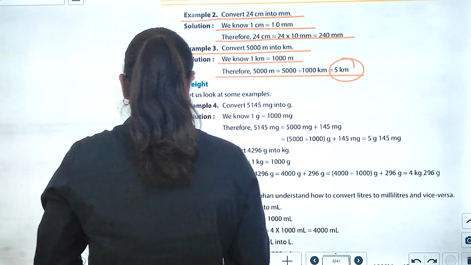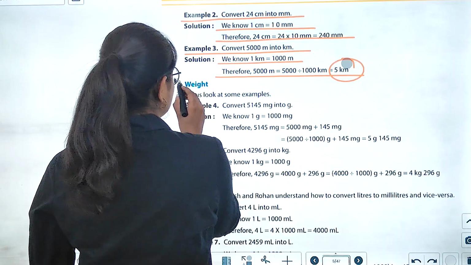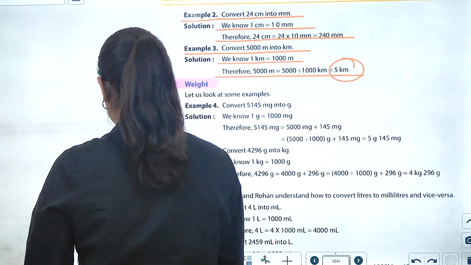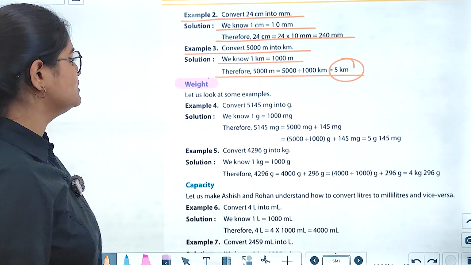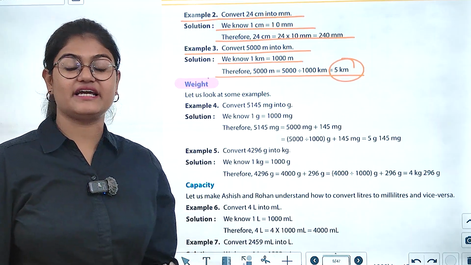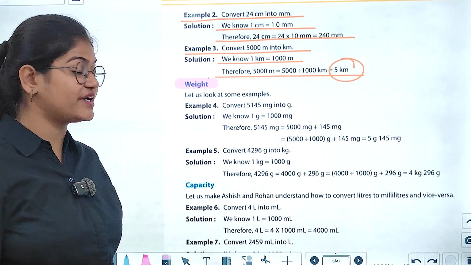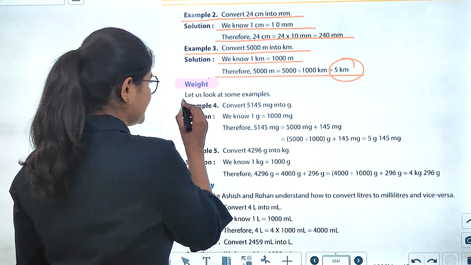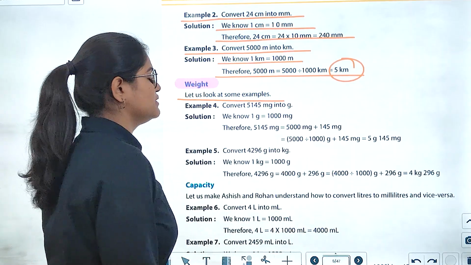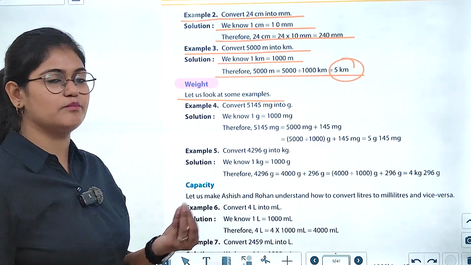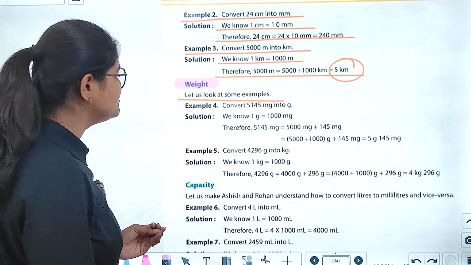Now, the next topic that we have is weight. So now let's talk about weight and how we can convert weight. They say let us look at some examples. Let's quickly look at some examples and learn.